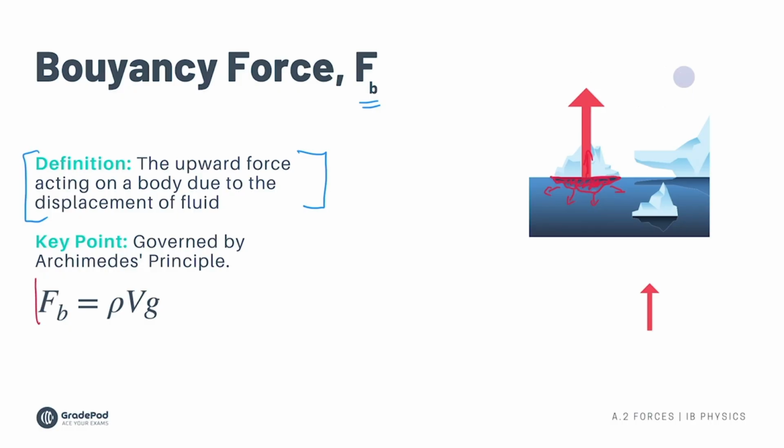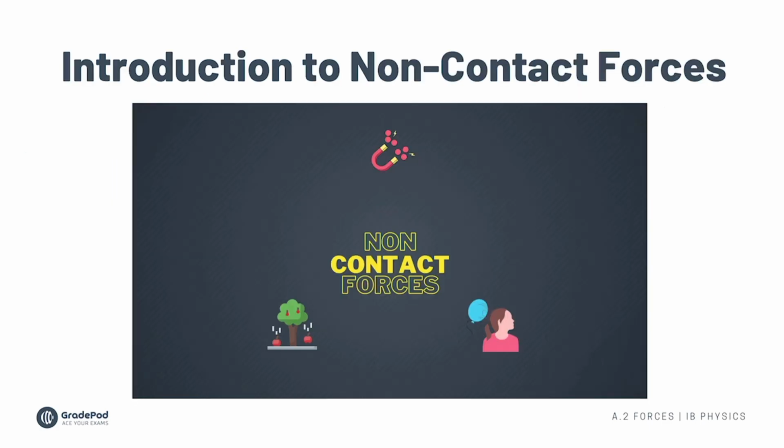The formula for buoyancy force is F_b equals ρ, which is density, V, which is volume, and g, which is the gravitational field strength.